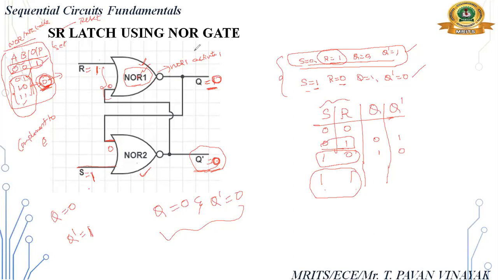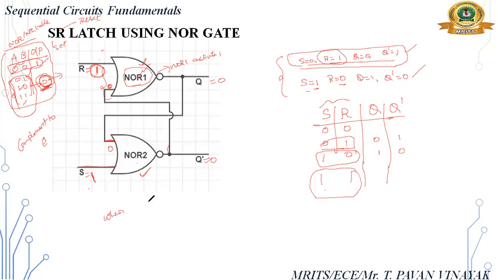Now, I think the second NOR gate activates first. So what happens if the second NOR gate activates first? When S is 1, see, when any one input is 1, output is 0. So Q bar is 0, right? Q bar is 0. That output is given to here. So this is Q bar, and that is given to 0. So again R is 1. Again R is 1. So when any one input is 1, NOR gate output is 0.